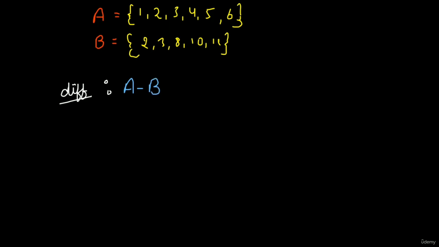The second one that we can have is B minus A. B minus A. In both the cases we are trying to find the difference, but it is going to give us different results. I'm just writing the result, try to observe that, and then we are going to talk about what is the difference. So in A minus B, what we are left with is 1, 4, 5 and 6. And in B minus A, what we are left with is 8, 10 and 11.